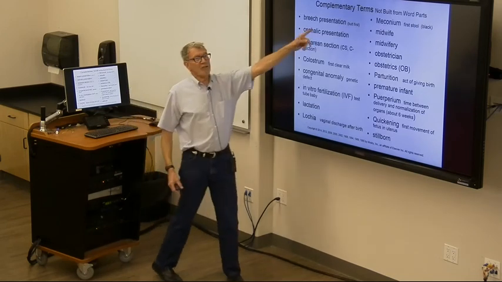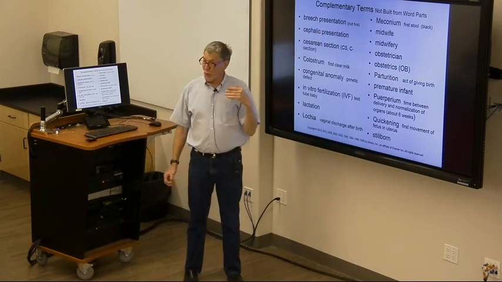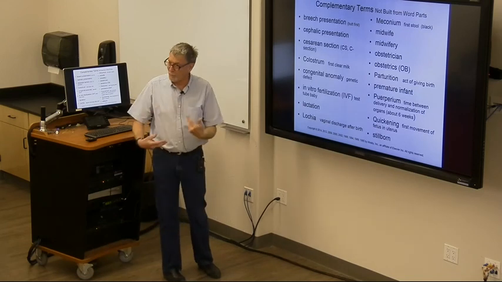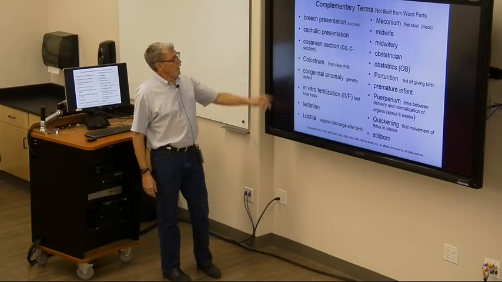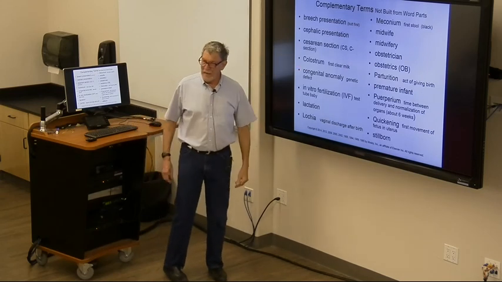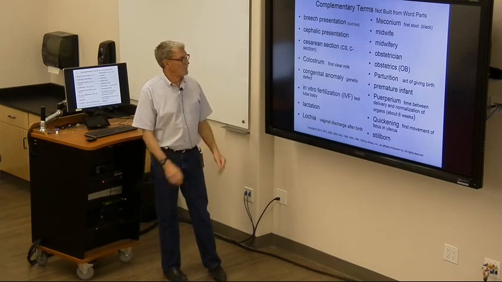A breech presentation is a kid who comes out butt first. Cephalic presentation is the way they're supposed to come out. The head is supposed to crown, it's supposed to come out, and the body after that, not the other way around. A cesarean section or C-section is cutting across the abdomen to take the child out instead of having a vaginal birth.